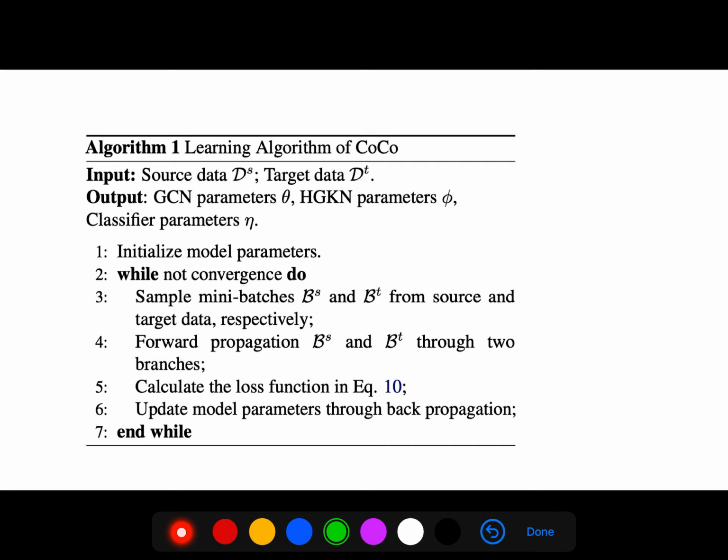So the outputs are the GCN parameters and graph kernel parameters, the two networks that I said, theta and phi, the two network parameters, and the classifier parameters. So these are the outputs that we are learning using CoCo.